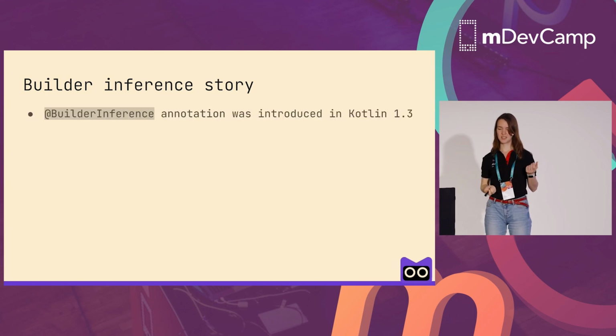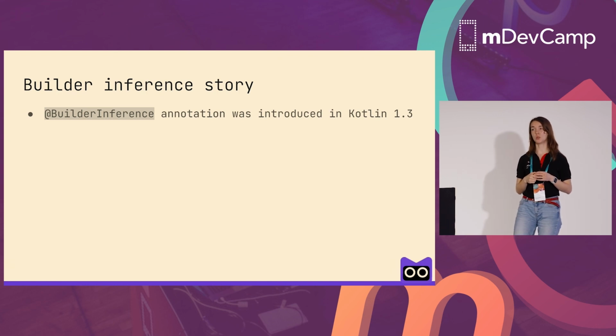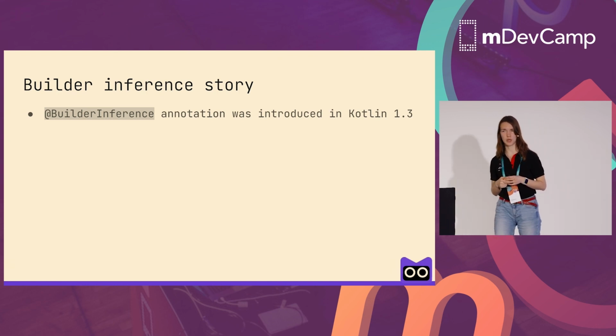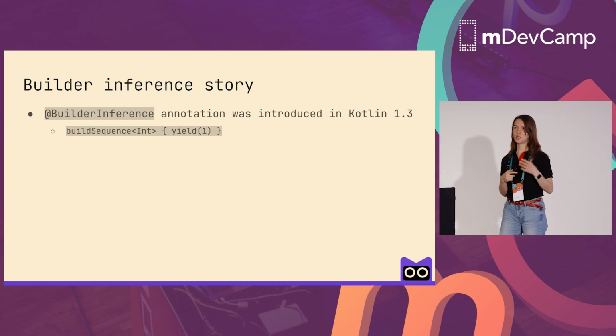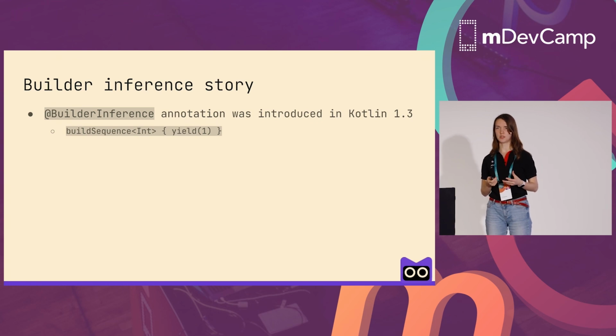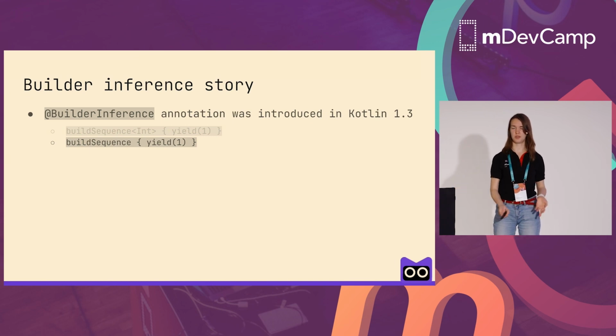Has anyone ever used the builder inference annotation? Okay. So this builder inference annotation was introduced in Kotlin 1.3 quite a while ago. And in fact, it allows a lambda annotated by this annotation to be analyzed as an expression. So we are able to omit the type of the returned expression, so our code becomes clearer. We don't have to specify the type every time.